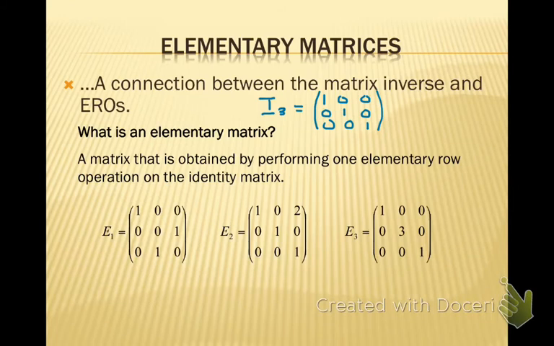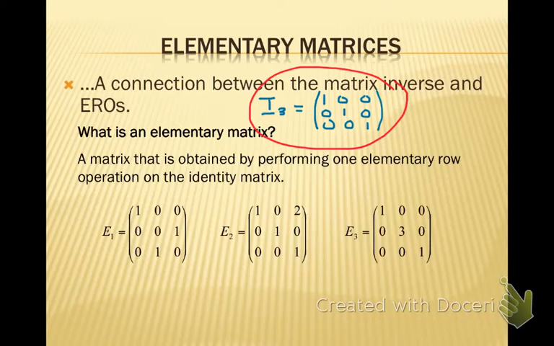We're about to make a connection between elementary row operations and the matrix inverse. To do that, we have to introduce the idea of the elementary matrix. An elementary matrix is simply a matrix that is obtained by performing one and only one row operation on the identity. So we're going to look at an example where we're dealing with the 3 by 3 identity, which we have right here, I3. Let's look at E1.